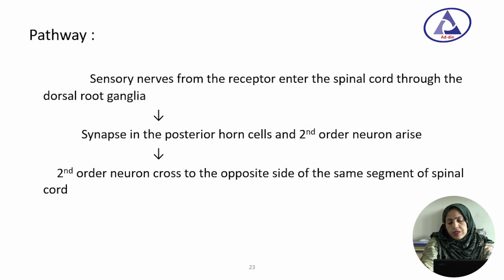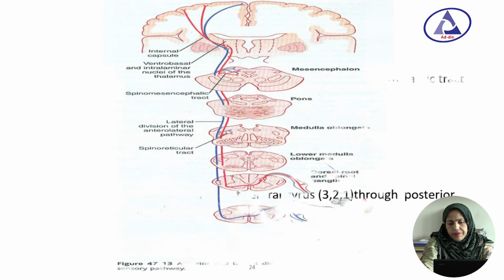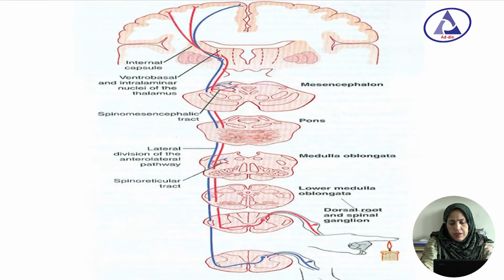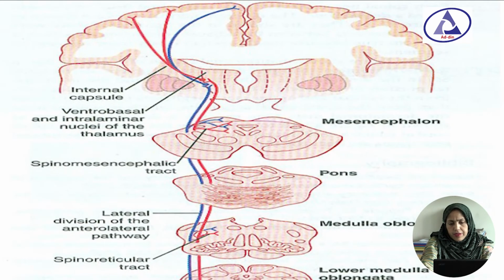The second order neuron then goes to the opposite side of the same segment of the spinal cord and then ascends in the lateral column of the cord as the lateral spinothalamic tract, and then it passes through the midbrain, pons and medulla and terminates in the thalamus, and the third order neuron arises. The third order neuron terminates in the postcentral gyrus through the posterior limb of the internal capsule. And this is the figure of the pathway of the pain.